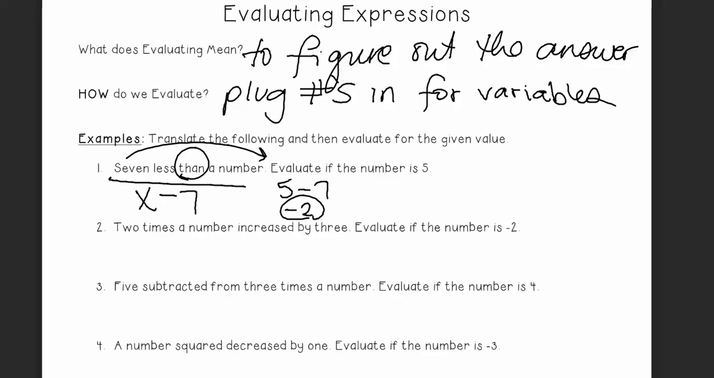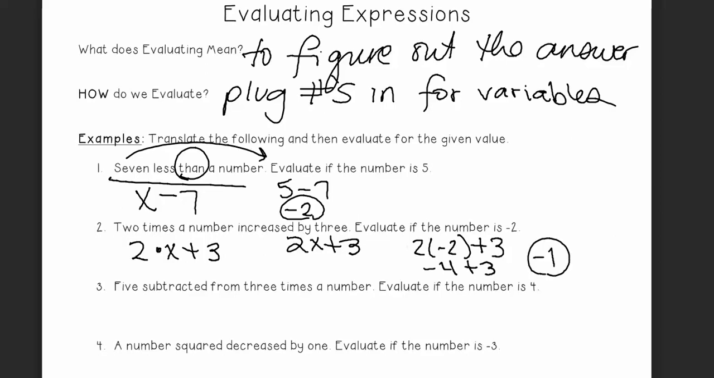So now it says 2 times the number increased by 3. So I'm going to say 2x plus 3. And evaluate if the number is negative 2. So I'm going to do 2 times negative 2 plus 3. Notice when I plugged negative 2 in for x, I used parentheses because that 2 is attached to it. So 2 times negative 2 is negative 4. I'm following PEMDAS. Negative 4 plus 3 is negative 1.